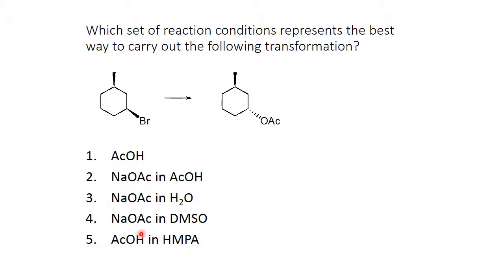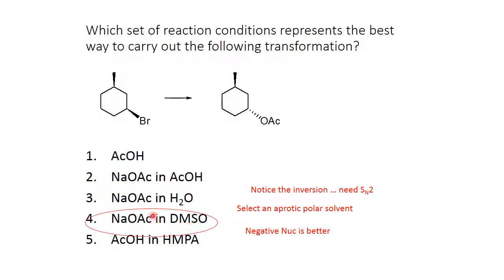If I look, this is acetate, by the way, the OAc. This is acetic acid in HMPA, and this is sodium acetate in DMSO. The sodium acetate has a negative charge, and so is a better nucleophile. So we need inversion, so we're going to need SN2. We want to have an aprotic polar solvent to have SN2. The negative nucleophile is better, so the sodium acetate in DMSO is the best choice.